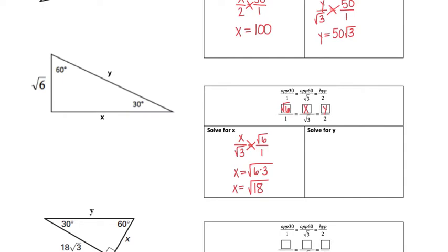But then we need to simplify. What's the biggest perfect square that goes into 18? Yeah, 9. So this is the same thing as the square root of 9 times the square root of 2. The square root of 9 is 3, and then we have square root 2 on the end.